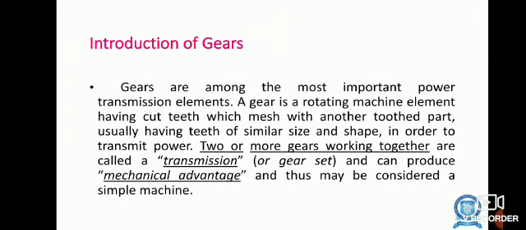Introduction of gears. Gears are among the most important power transmission elements. A gear is a rotating machine element having cut teeth which mesh with another toothed part, usually having teeth of similar size and shape. In order to transmit power, two or more gears working together are called a transmission, and can produce mechanical advantage and thus may be considered a simple machine.